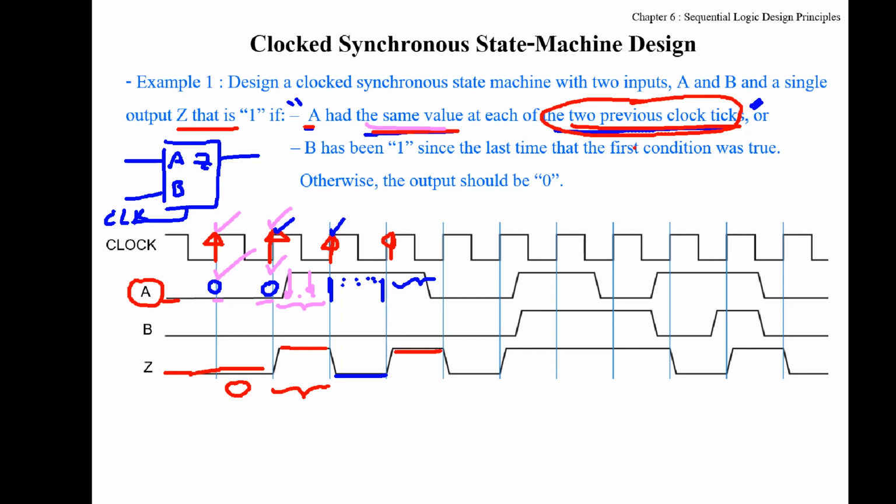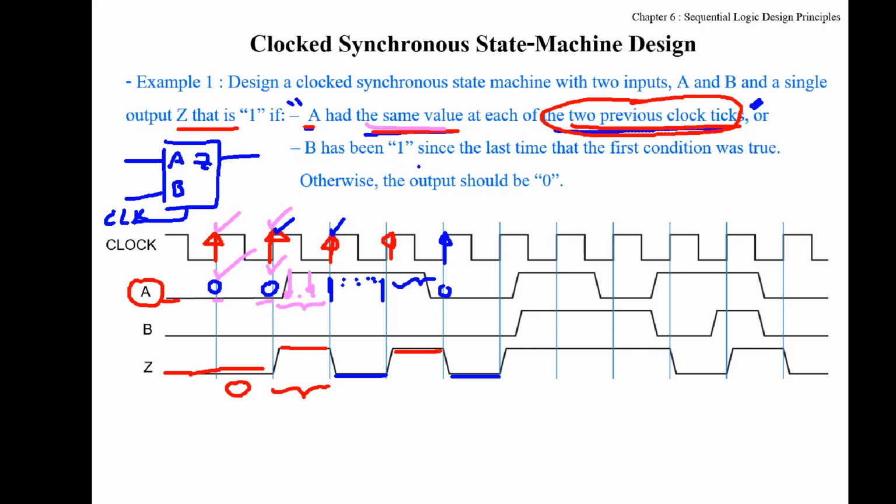Okay, understand this first condition to make output Z be 1. And for the next clock tick, at here, A is 0, the previous A is 1, so different, right? Not the same. So output Z becomes 0 again. Okay, this is the first condition. How about the second condition?